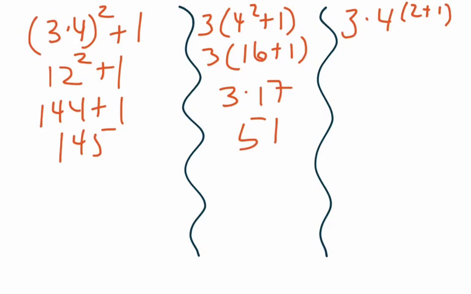In the last one, they grouped the exponent together. So we will start with the parentheses, which in this one are 2 plus 1. So we'll have 3 times 4 to the third. 2 plus 1 is 3. Now we have to do the exponent. So don't fall into the trap of multiplying first. You have to do the exponent first. 4 to the third power is 64.